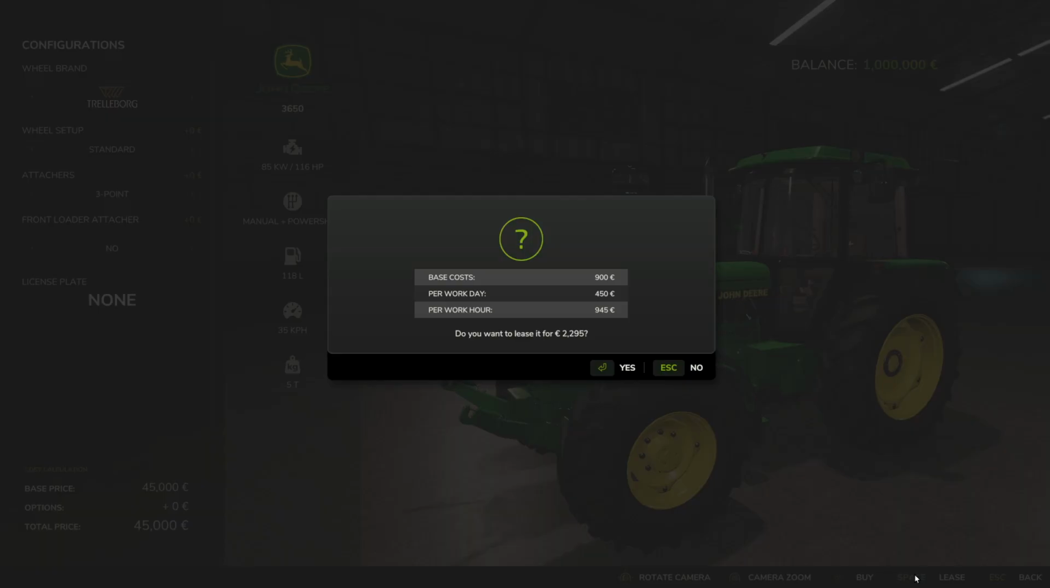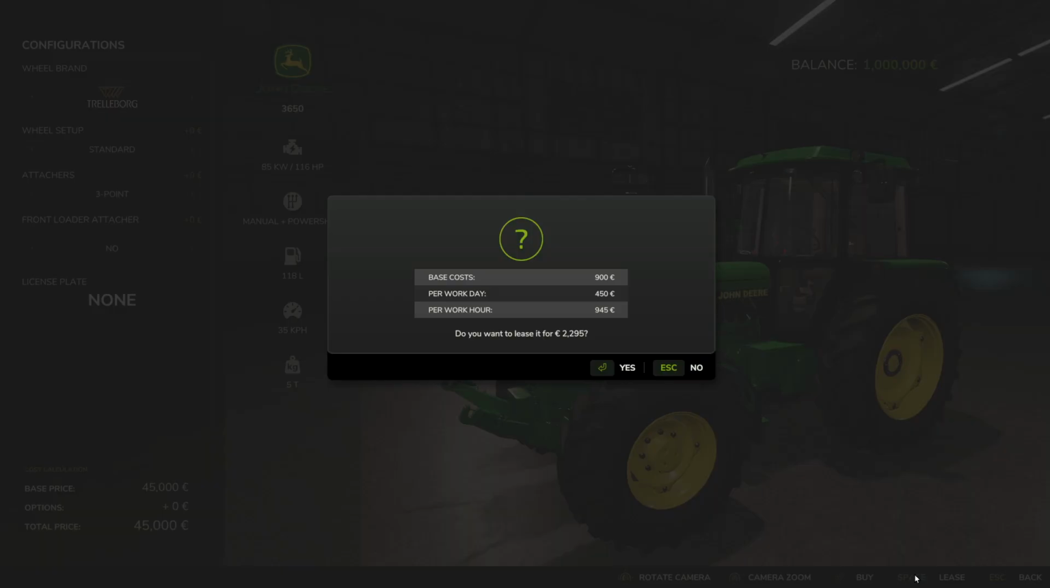And then you have to pay something per work day, and you always need to pay this for the first day that you use the machine. If you want to keep it for another day, you have to pay this fee another time. So if you want to have this tractor for 2 days, then you need to pay an additional $450 for the second day, and also for the first day.